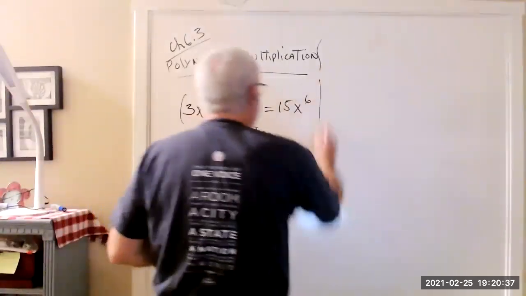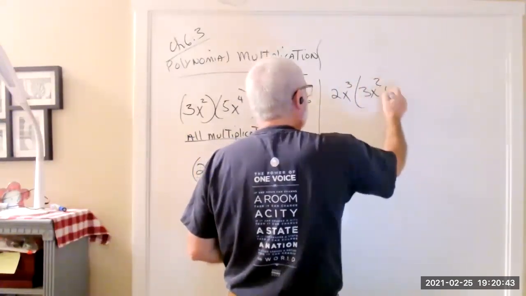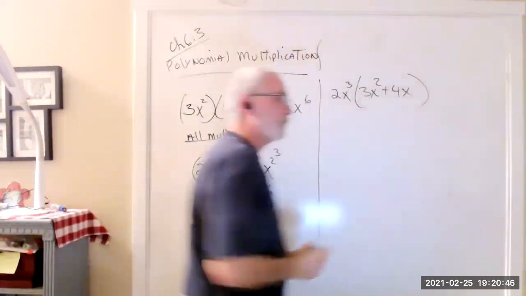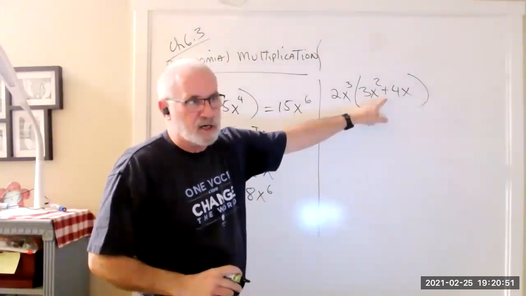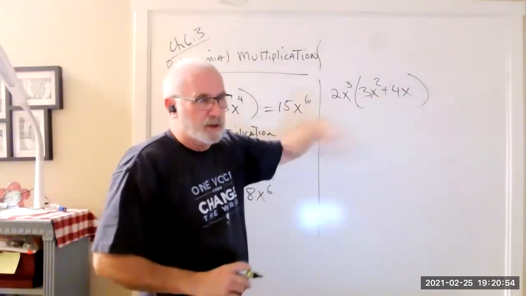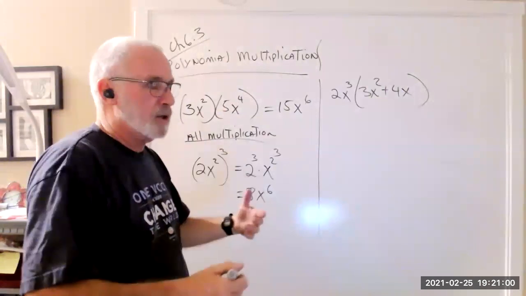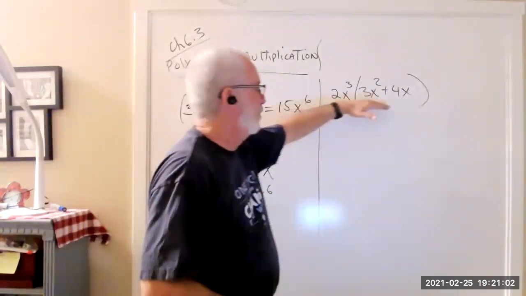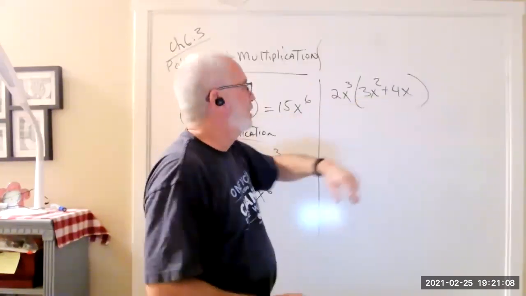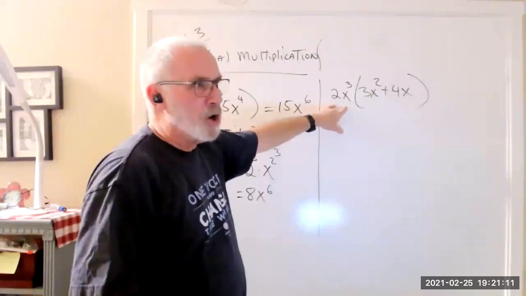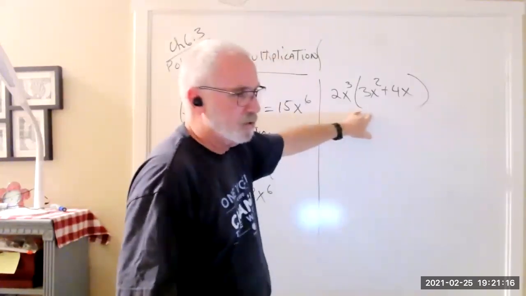But what happens if we have something like 2x cubed times 3x squared plus 4x? What happens if there's a plus or a minus sign in your polynomial? That was one of the things we talked about a little bit last night. I kind of threw you the term polynomial. It just means a whole bunch of stuff separated by pluses and minuses. Okay, so the outside number was called a monomial, mono meaning 1. This inside is a binomial, bi meaning 2.